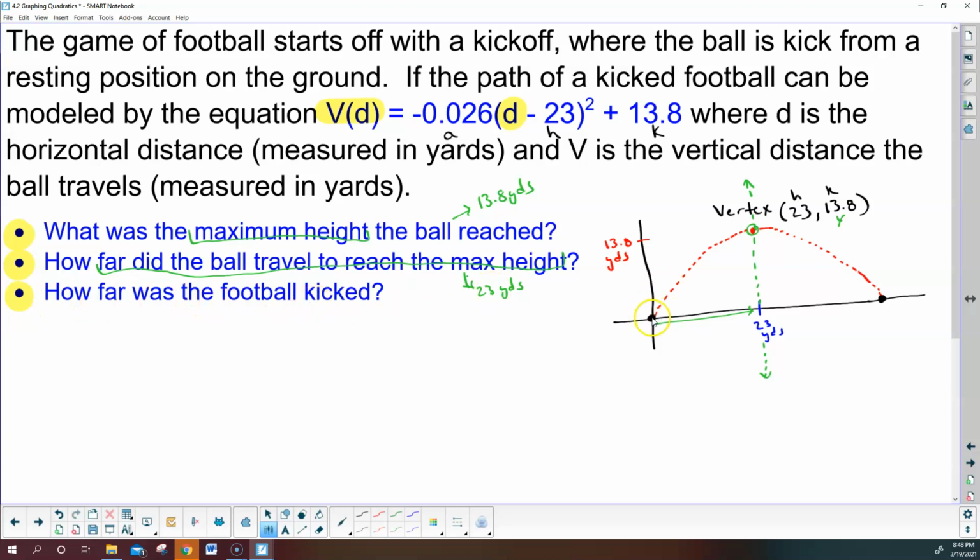So then the question was, how far was the football kicked? So how far did it take to go from the ground all the way to its highest height and then land right over here? Well, that's using this idea of symmetry. I got 23 yards to get to the highest point, and if it's symmetric, it's going to reach the same distance on the other side, 23 yards. So how far did it travel total? 23 plus 23 tells me that the football was kicked 46 yards.